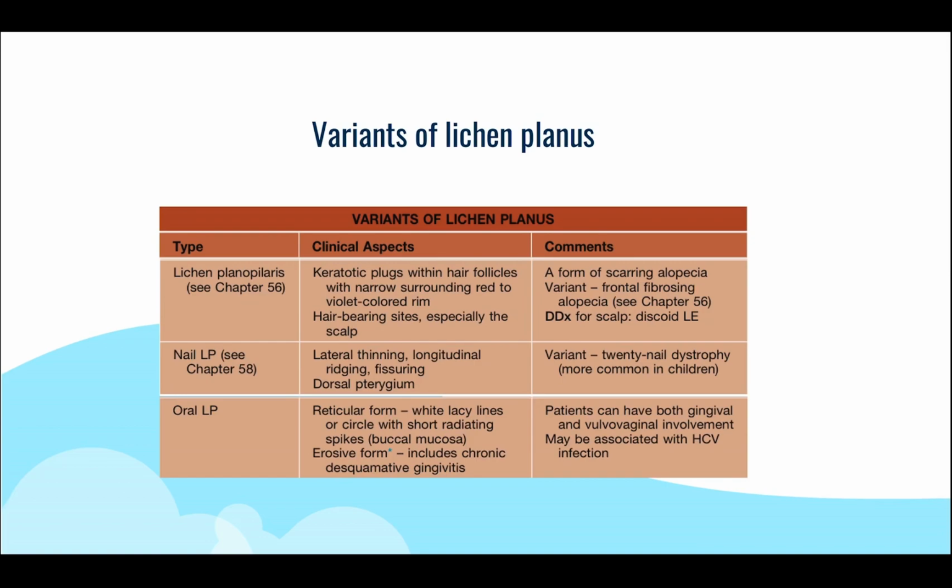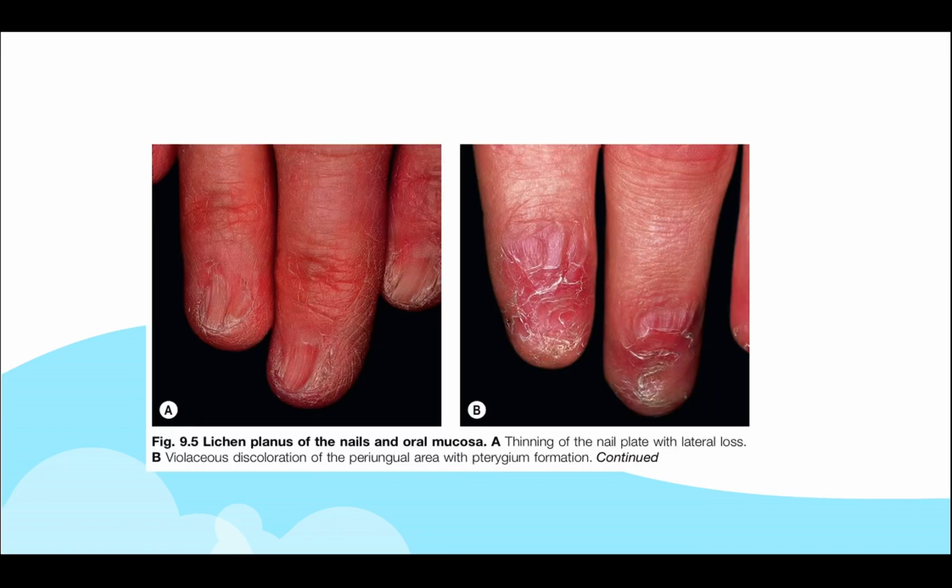Another variant is the nail lichen planus. As you can see in the picture, there's the lateral thinning and loss of the nail plate. There is also fissuring. There's also something called the dorsal pterygium. In this, there will be the overgrowth of the proximal nail fold into the nail bed, as you can see in picture B.